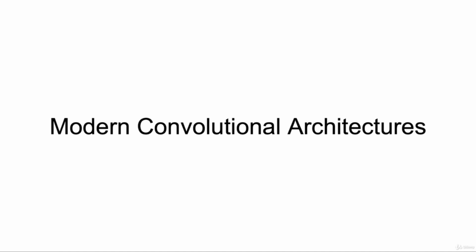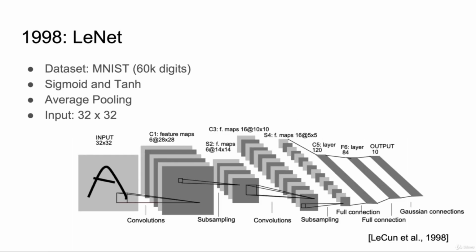In this video we'll talk about modern convolutional architectures, and in the next one we will discuss how we can apply them in order to solve any image classification problem. The first model, which was proposed in 1998, was LeNet. It was designed for the MNIST dataset and consisted of convolutional layers, average pooling, sigmoid and hyperbolic tangent nonlinearities, and had the input of 32 by 32 and the output was 10 classes.